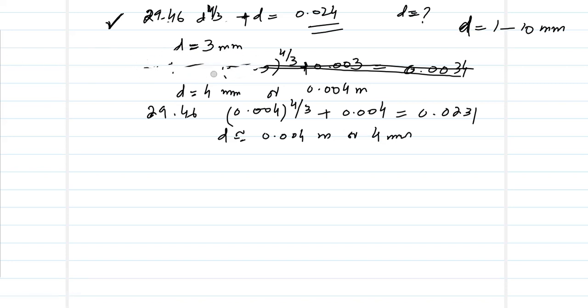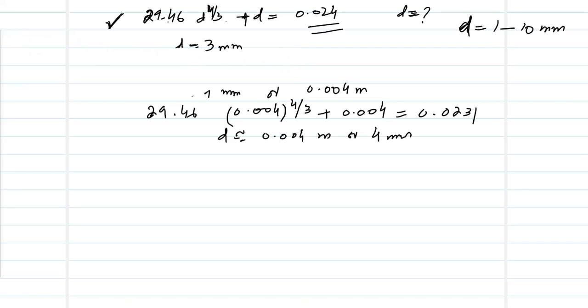Just putting a value of 3 again. There is some error in the calculation. So that comes out to be 0.003 power 1.33 into 29.46 plus 0.003. So we have a value of approximately 0.016. See, this is very small. So the value of d should be slightly larger than 4. Just take a value of 5, for example. If I put d equal to 5, what will happen?